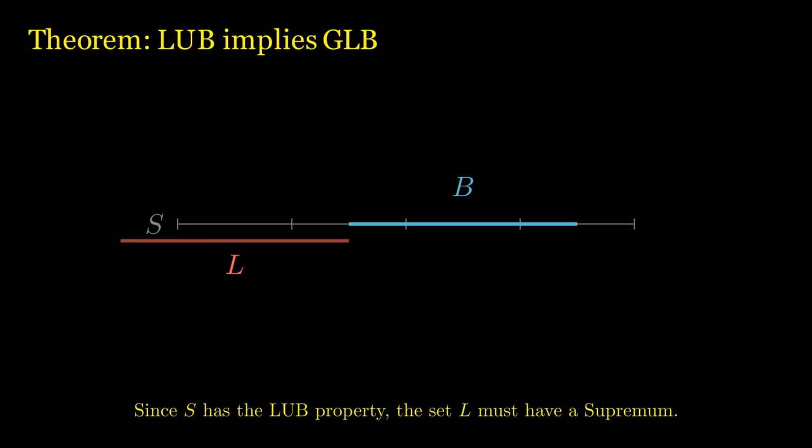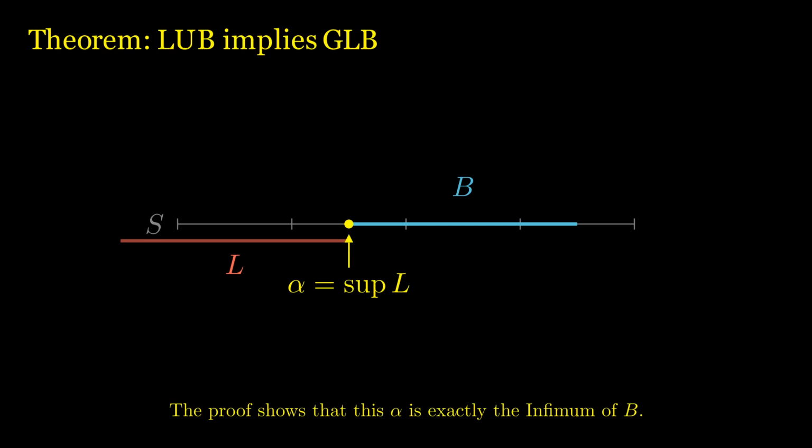Since our set S has the least upper bound property, this set L must have a top edge, alpha, also in S. This way, we prove that the top of the lower bounds is exactly the bottom of the original set. Alpha is the infimum.